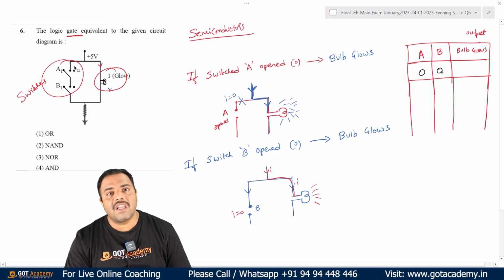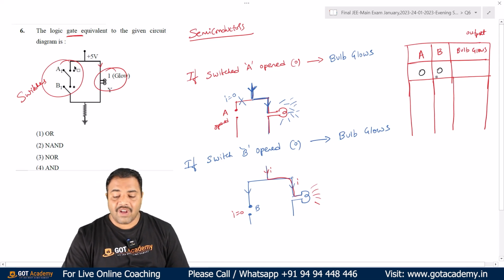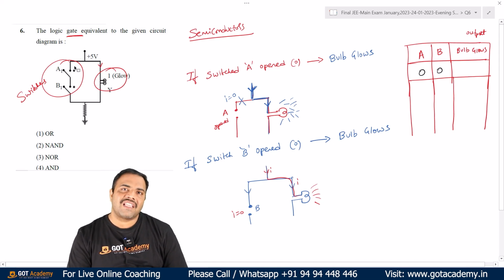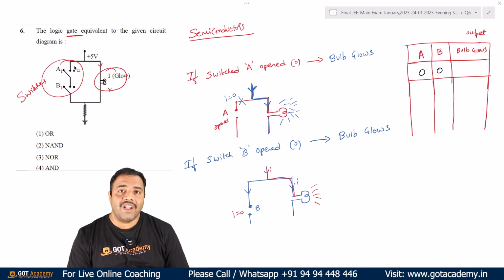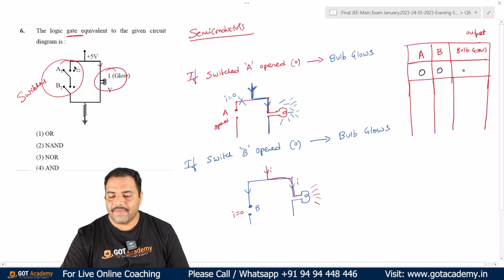So what happens here? Current through the switch is 0, but not through the bulb, because the switch is in one path and the bulb is in the other path. So in the switch path there is no current, but in the bulb path there is current. So the bulb will glow, brighter it will glow. So the output is 1.